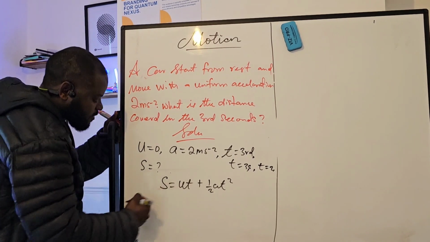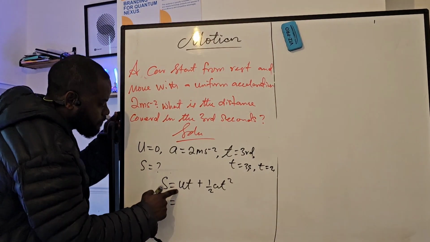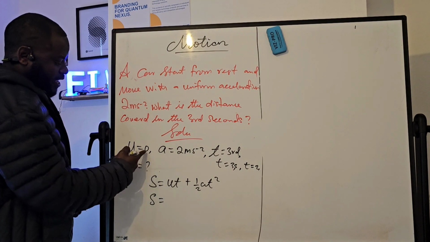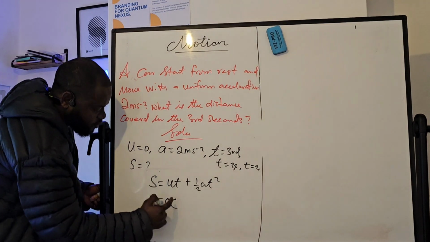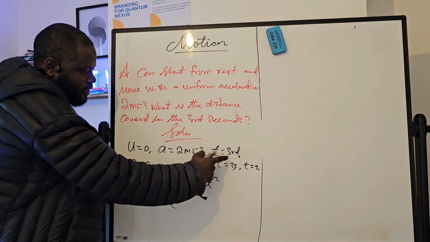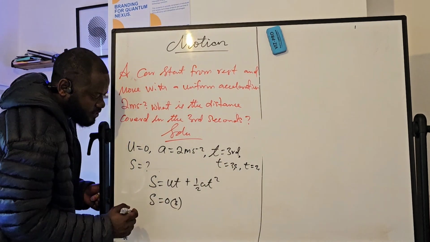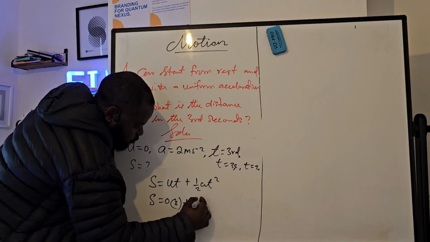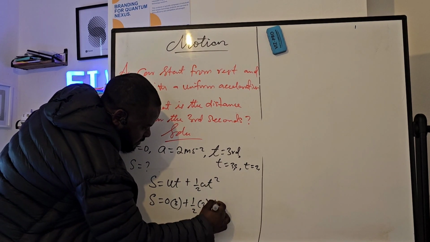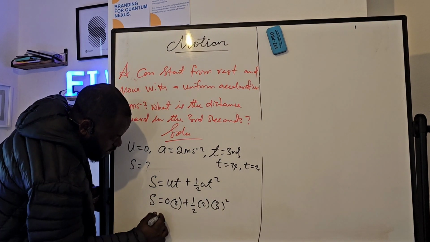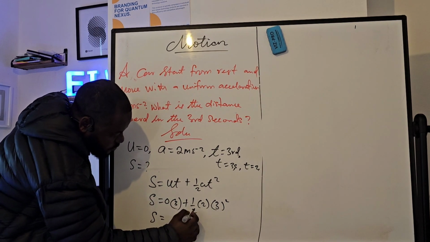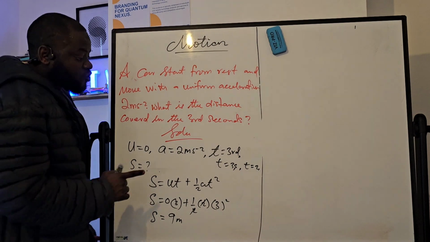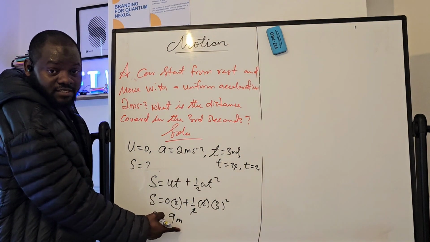So S equals, what's our U? That's 0, so I'm going to put 0 here in brackets. Our T is 3 seconds now, since we are calculating for 3 seconds, plus 1 over 2 A, and A is 2, then multiply by 3 squared. So S equals, this is going to be 0, this 2 will cancel this 2, so S is equal to 9 meters. So at 3 seconds, the body covered a distance of 9 meters.